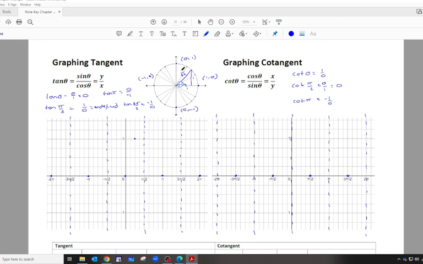What about in quadrant 2? So this was my quadrant 1. Now we're going to look in quadrant 2, between pi by 2 and pi.